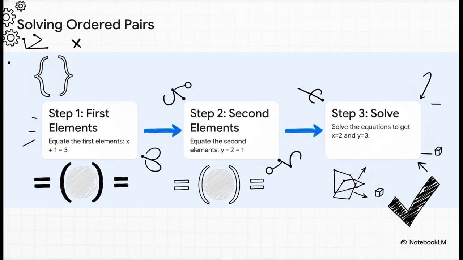All you have to remember is one super simple rule. If two ordered pairs are equal, it just means their first parts are equal and their second parts are equal. That's it. So let's just do that. We take the first parts and set them equal. x plus 1 equals 3. A little bit of simple math, and we get x equals 2. Now for the second parts. y minus 2 equals 1. Solve that, and we get y equals 3. And you're done. Full marks, just like that.